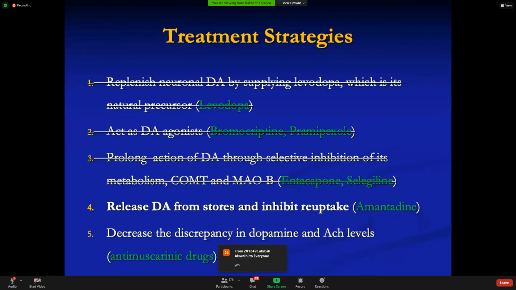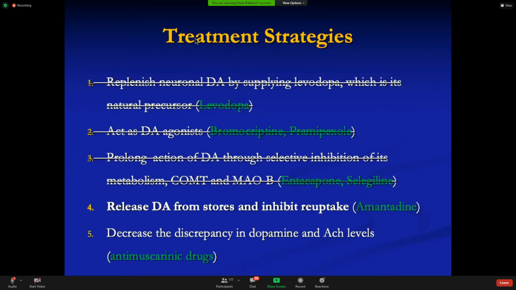Just read this one at least for yourself, to compare between MAO-A and MAO-B. It's a good question to ask you, and a good revision: giving a patient MAO-B does not put him into a hypertensive crisis, whereas if you give him MAO-A, he can go into a hypertensive crisis.